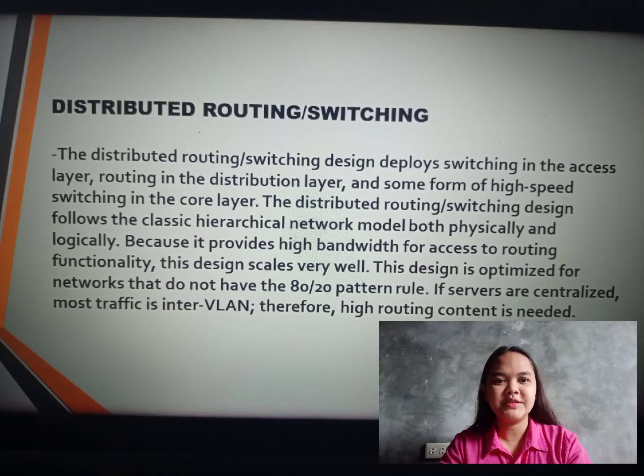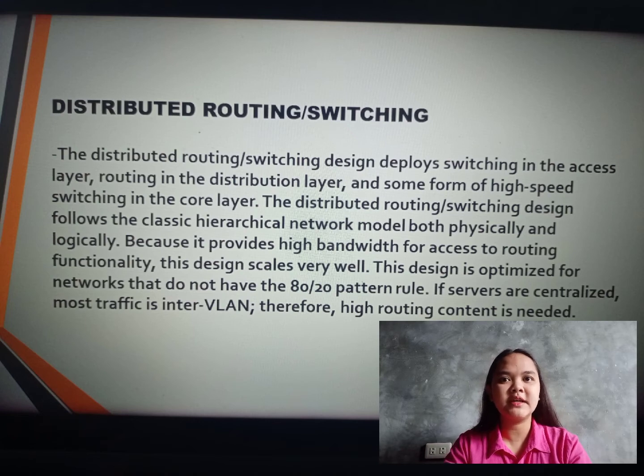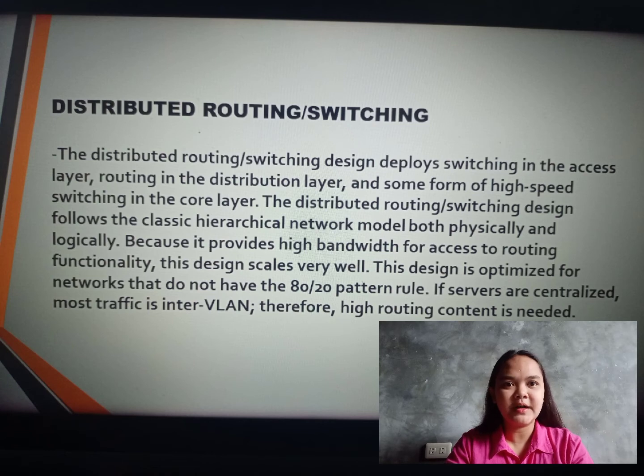Distributed routing switching. The distributed routing switching design deploys switching in the access layer, routing in the distribution layer, and some form of high-speed switching in the core layer. The distributed routing switches design follows the classic hierarchical network model both physically and logically because it provides high bandwidth for access to routing functionality.